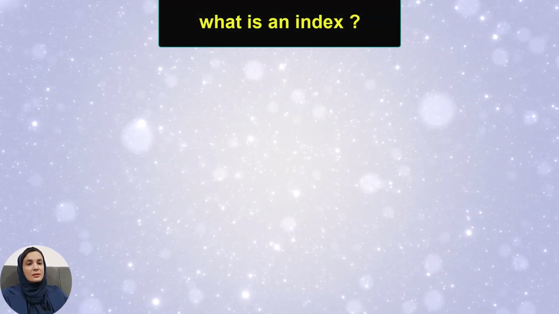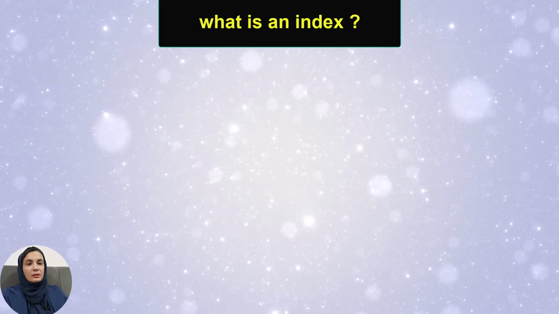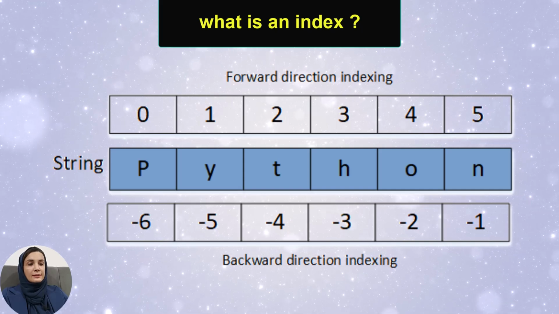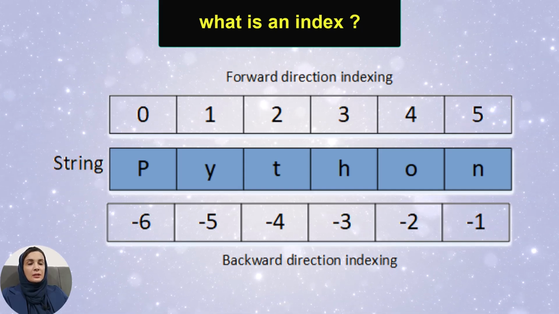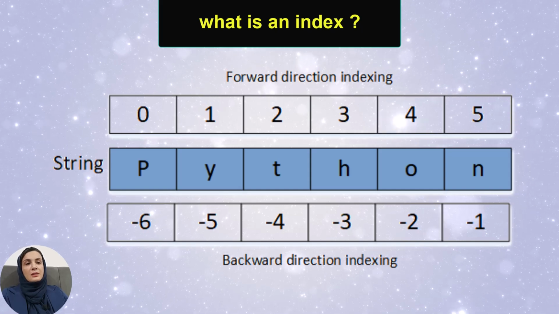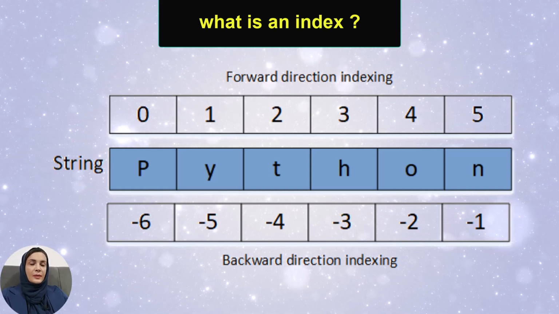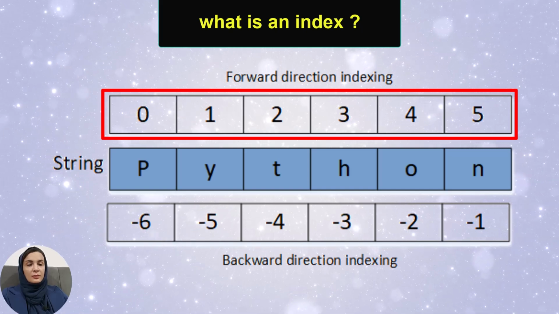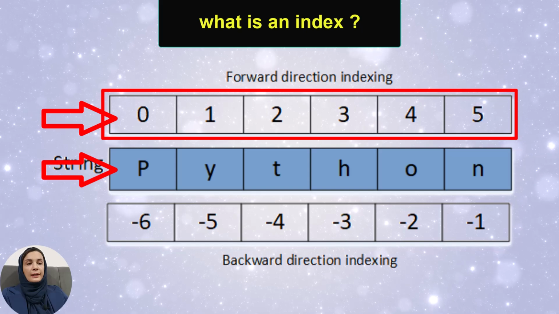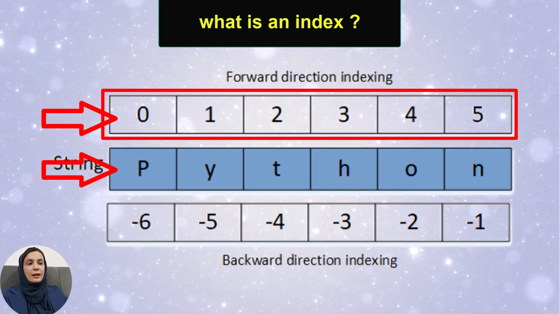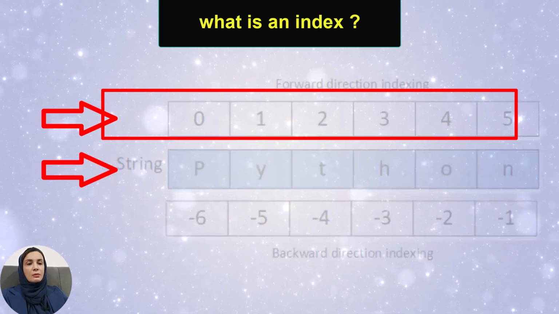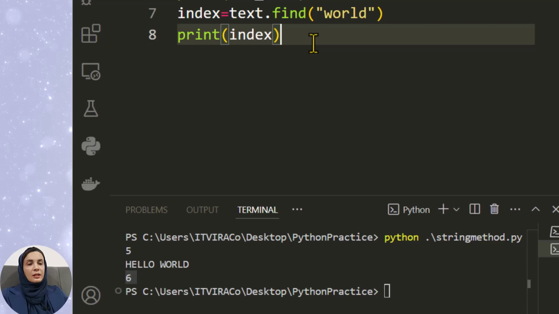What is an index? Let's talk about index. In Python, each item or each character in the string has a number, and this number is called an index. Indexes start from 0, not 1. So the first character in a string is at index 0. The second character is at index 1 and so on. After running this line, we should see the value 6.